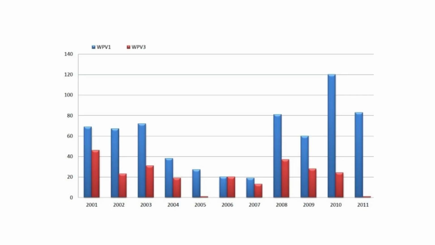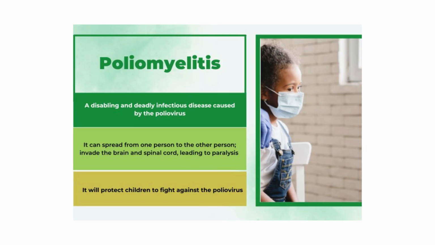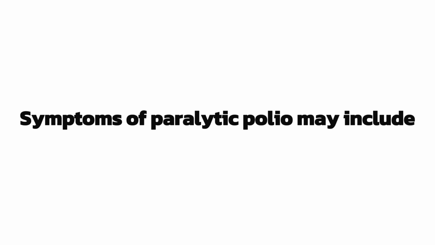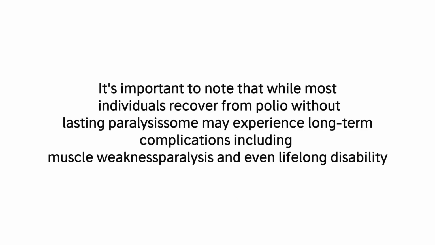Paralytic polio. In a small percentage of cases, polio can lead to paralysis. Paralytic polio can develop after the initial mild symptoms have subsided. Symptoms of paralytic polio may include sudden onset of muscle weakness or paralysis, often starting in the legs, loss of reflexes, severe muscle pain and spasms, and difficulty breathing or swallowing if the muscles involved in these functions are affected. It's important to note that while most individuals recover from polio without lasting paralysis, some may experience long-term complications including muscle weakness, paralysis, and even lifelong disability.